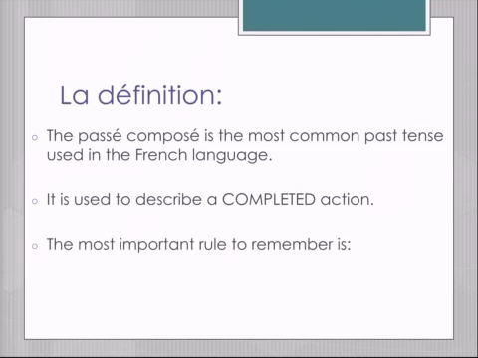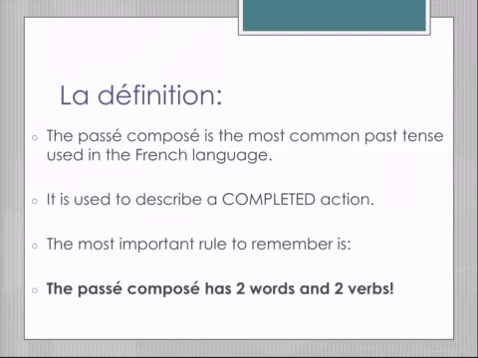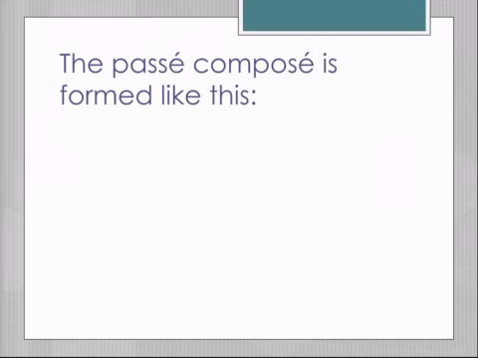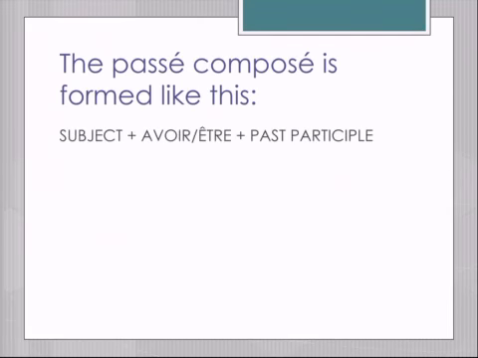And the most important rule that you need to remember is that it consists of two words and both of them are verbs. So this is called a complex verb tense. It has two verbs. You need two things in order to make it work. And the passé composé is formed just like this. It'll look familiar to you. You have the subject. You need to choose between avoir or être, which we just studied, and then you have the past participle. The past participle is the action.